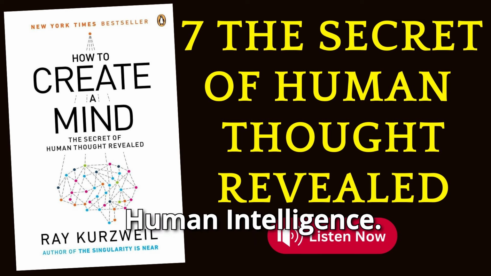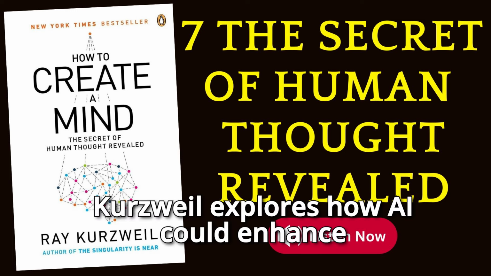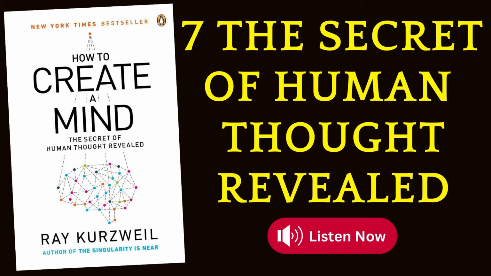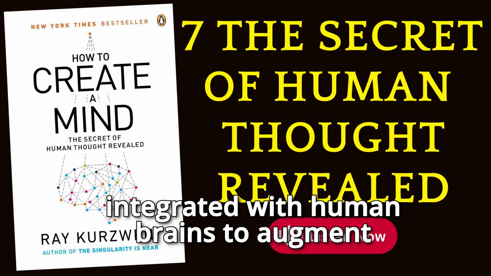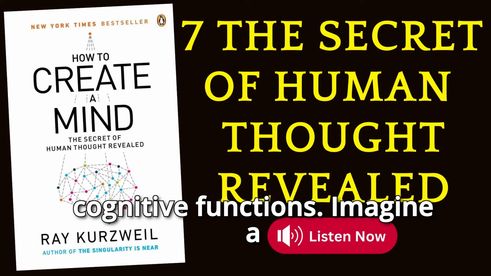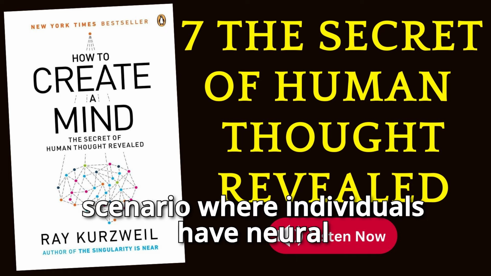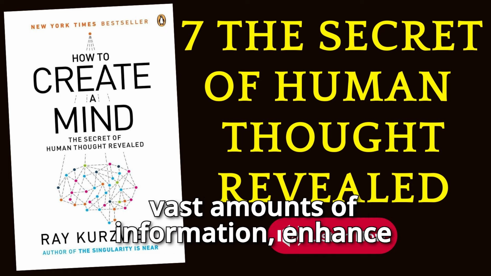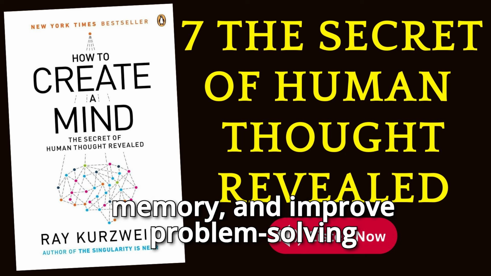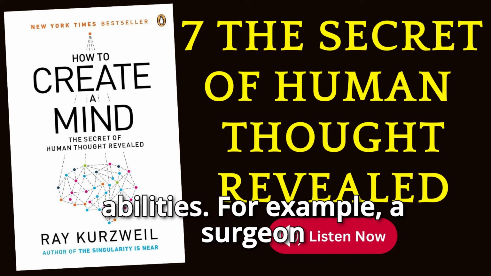Example 2. Enhancing human intelligence. Scenario: Kurzweil explores how AI could enhance human cognitive abilities. Narrative: Kurzweil predicts that AI will be integrated with human brains to augment cognitive functions. Imagine a scenario where individuals have neural implants that enable instant access to vast amounts of information, enhance memory, and improve problem-solving abilities.